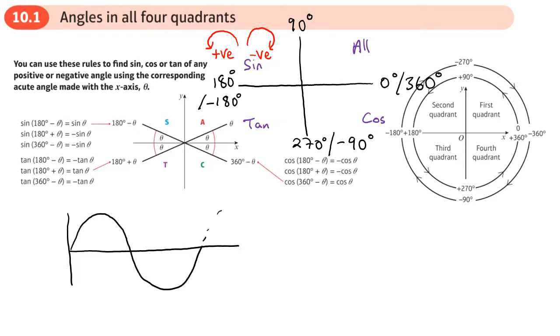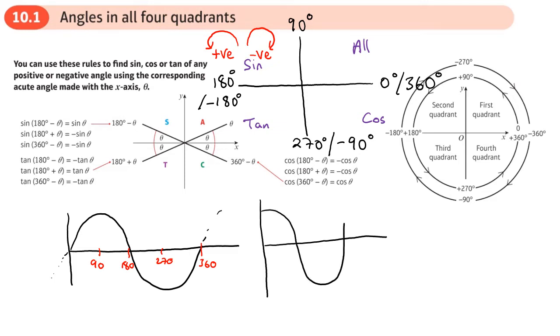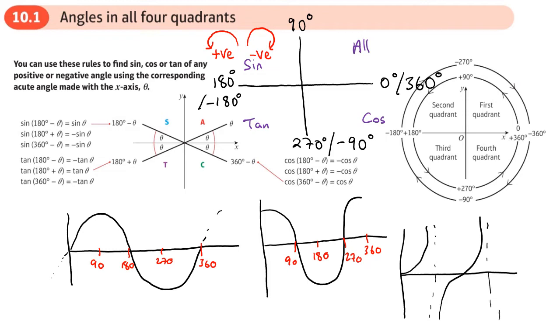It goes on forever in both directions. Let's have a look at 90 here, 180, 270, 360. Let's also have a look at a graph of cos. That will go like this, and we have 90 here, 180 there, 270, 360 at the end, and also a graph of tan. Don't want to leave tan out. Sorry, these are not the best graphs in the world. Like this, and we have 90 here, 180 here, 270, 360.